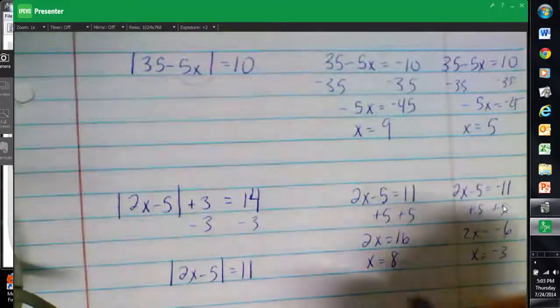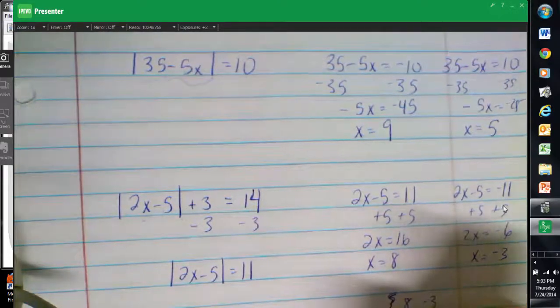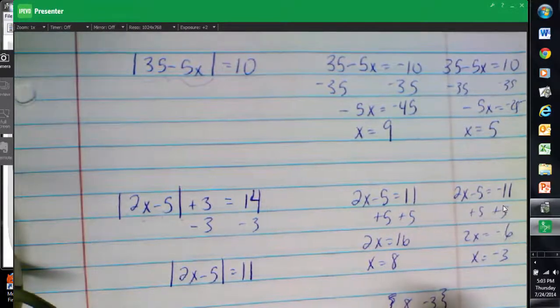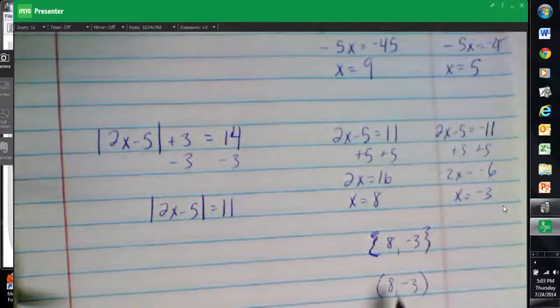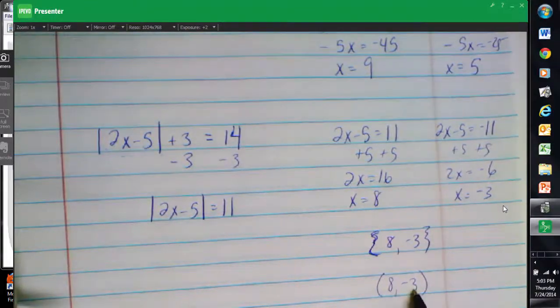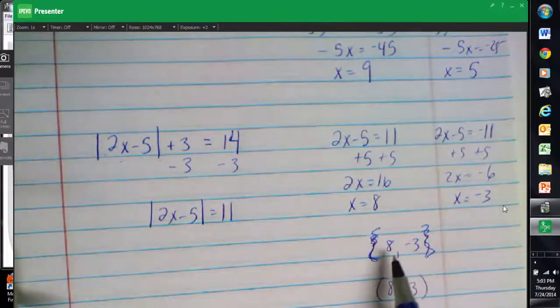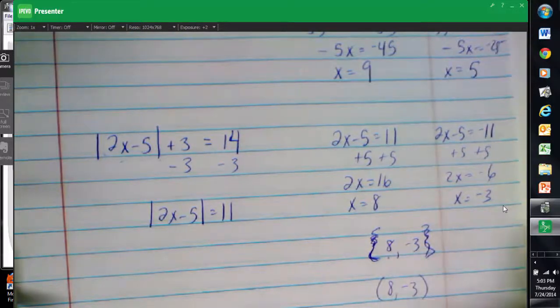If you were to write this properly, your solution set, so that's the squiggles, is 8 comma negative 3. If you wrote it like this, you would be saying that the answer is a coordinate 8 comma negative 3, so you would be implying that the x is 8 and the y is negative 3. Whereas if you write it with your squiggles, you're saying x equals 8 or negative 3.